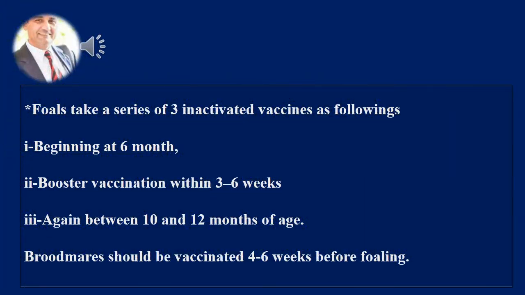According to the recommendations of OIE, foals take a series of 3 inactivated vaccines as follows. The first at 6 months of age, a booster vaccination within 3 to 6 weeks, and then again between 10 and 12 months of age. Broodmares should be vaccinated 4 to 6 weeks before foaling.